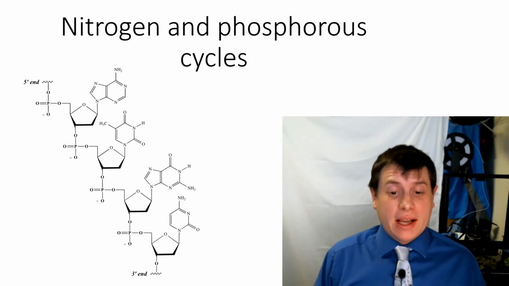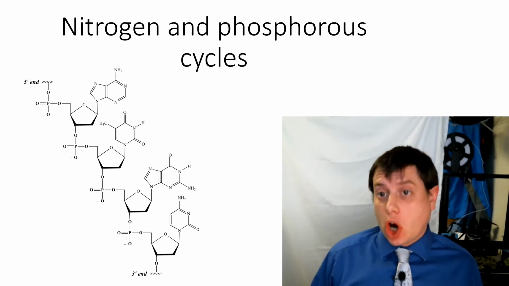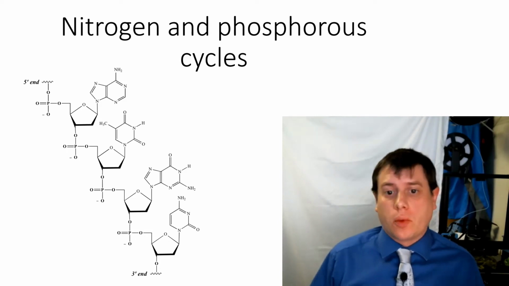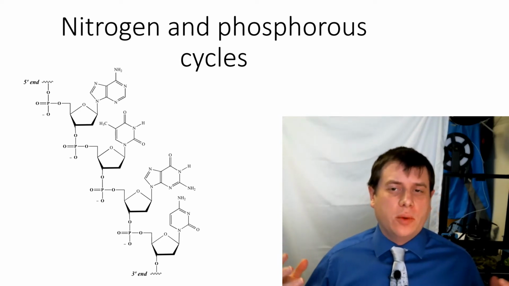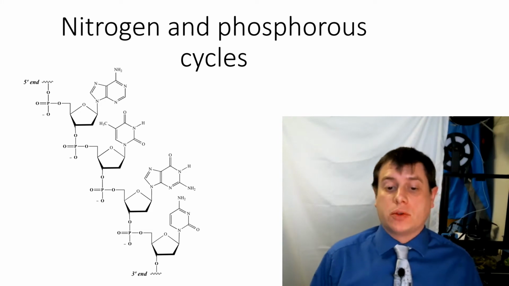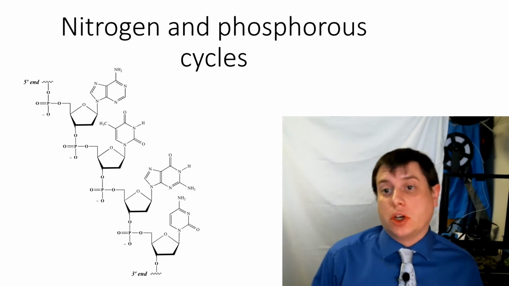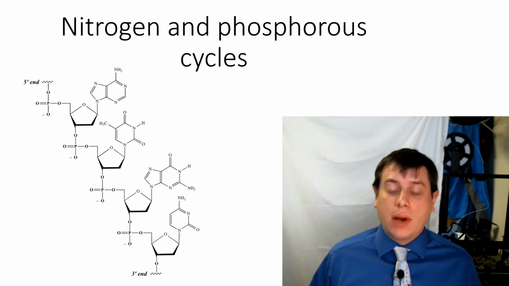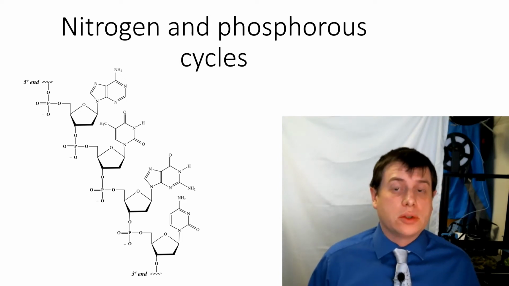So in our last video, we talked about the carbon cycle and how carbon is cycled through the atmosphere, through the rocks, and how it was stored by plants through photosynthesis and how it's returned back to the atmosphere through cellular respiration. And then we also talked about how it was stored underground as limestone and fossil fuels.